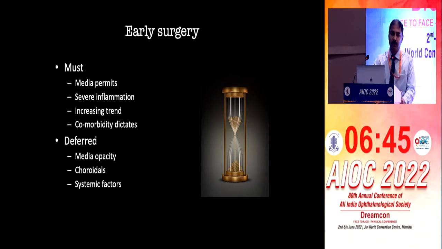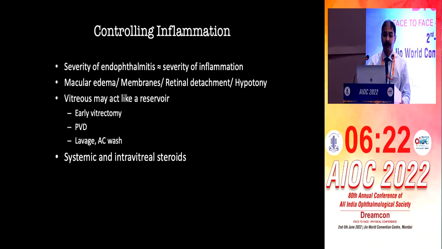Surgery, again, early, not according to EVS. If the media permits, if you have severe inflammation, if you have an increasing trend, or if a comorbidity like a foreign body or something like that dictates it, go for early surgery. You usually defer it only when you cannot do it. That is media opacity, you may have choroidals or some systemic factors. If you cannot do it, then wait. Otherwise, most of the times I would jump in.